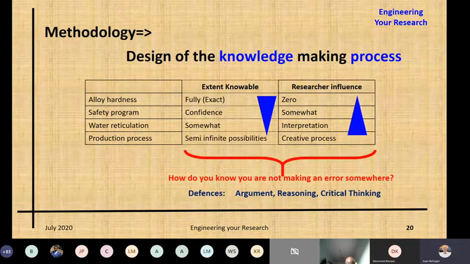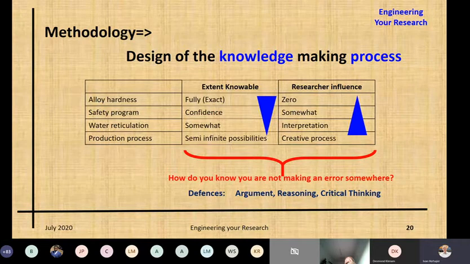Right, then we have another question. Is the relationship between extent of knowledge and researcher influence always inverse like this? In other words, does more exact knowledge always relate to zero influence from the researcher? That's a good question. That's a very good question. I've drawn it like this because this is how it came out. I would almost like to think, and I'm guessing now, I'm going out on a limb here, I would like to think that yes, it is. But we must be cautious.